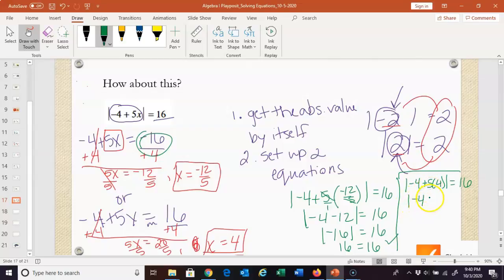So 5 times 4 is 20. -4 plus 20 is a positive 16, which is what we said it was going to be, right? Equals 16. Now the absolute value of a positive 16 is 16. Isn't that cool? So they both work. I think that's really cool. This equation has two solutions because whatever's on the inside of the absolute value bars is allowed to be positive or negative. So we have to do it twice.